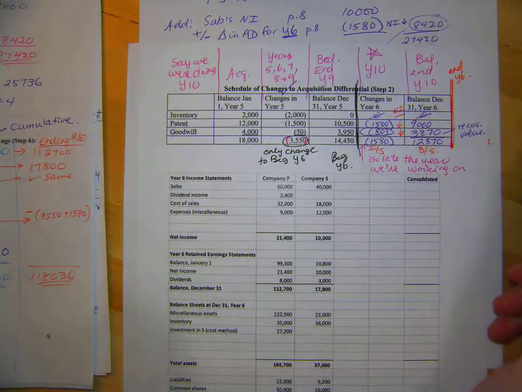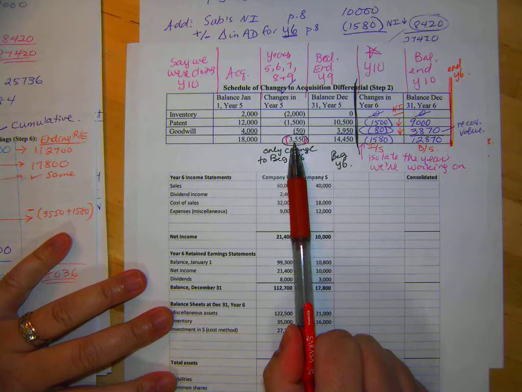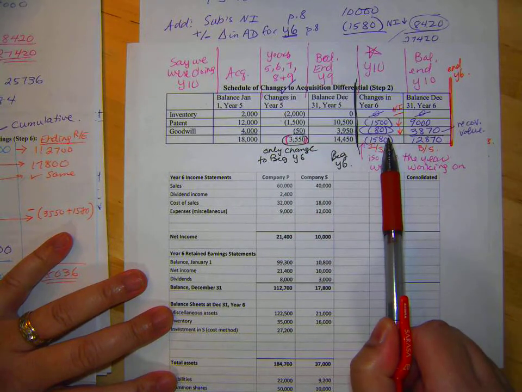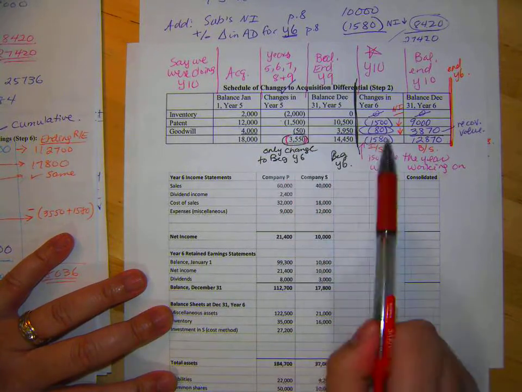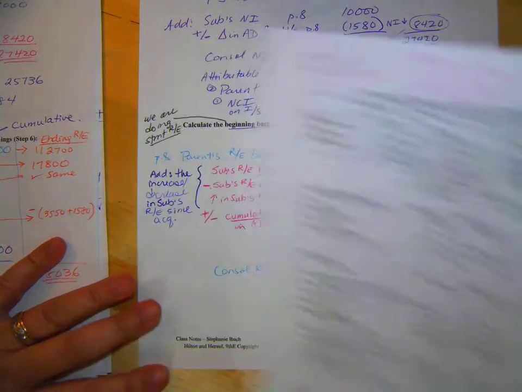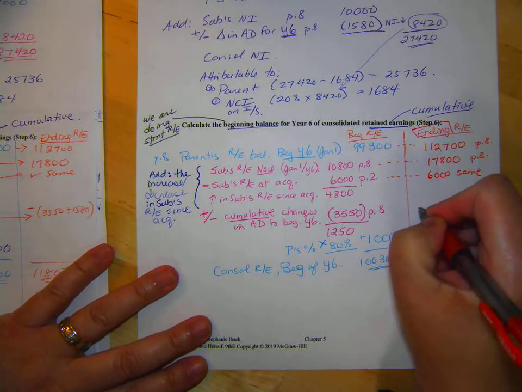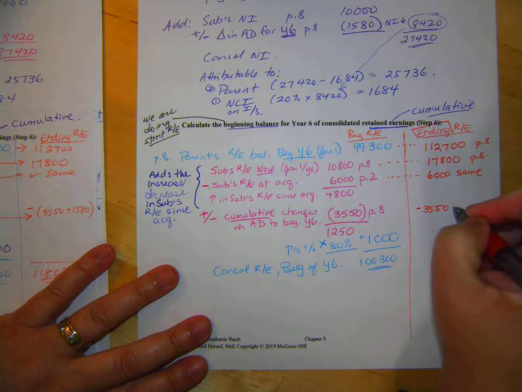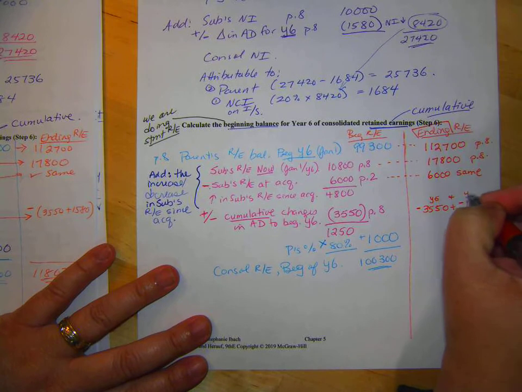So what are the changes in net income that have happened since we have owned this company? Well, year 5 and year 6. Year 5, 6, 7, 8, 9, and year 10. Okay, so you're basically adding or subtracting or summing these two columns. So, we've got negative 3550 and negative 1580. So we've got year 5 and year 6.